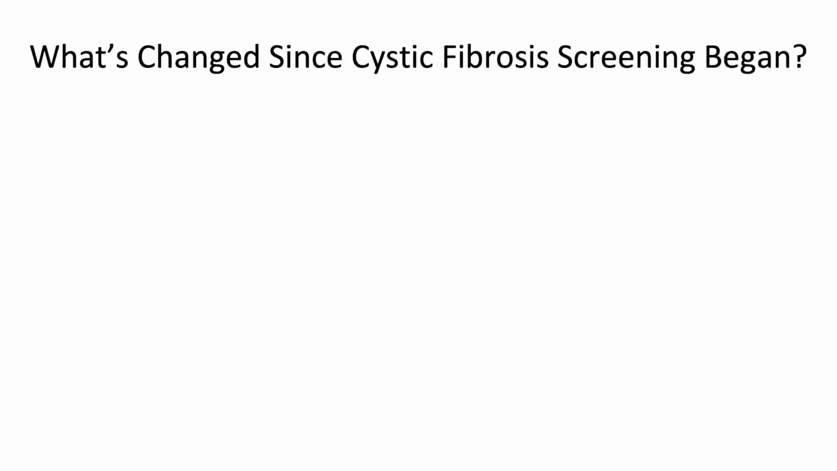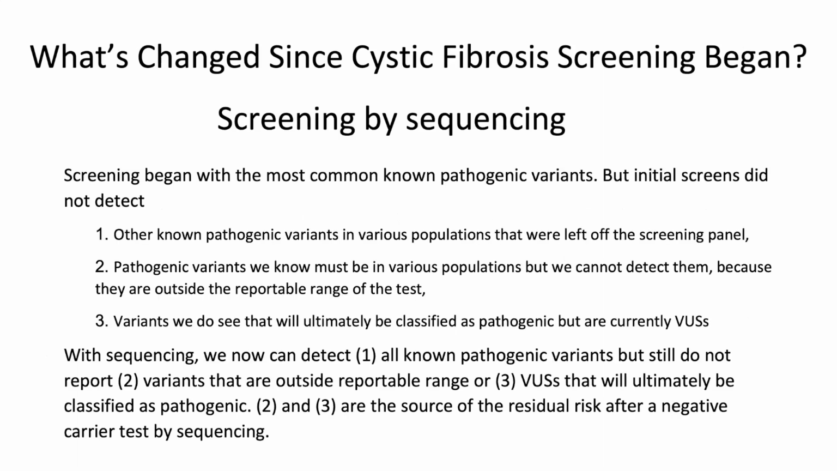Well, what's changed since cystic fibrosis screening began? Well, the big change is that we're screening by sequencing. Screening began with the most commonly known pathogenic variants, but initial screens did not detect other known pathogenic variants in various populations that were left off the panel. Pathogenic variants that we know must be in various populations, but we can't detect them because they're outside the reportable range of the test.